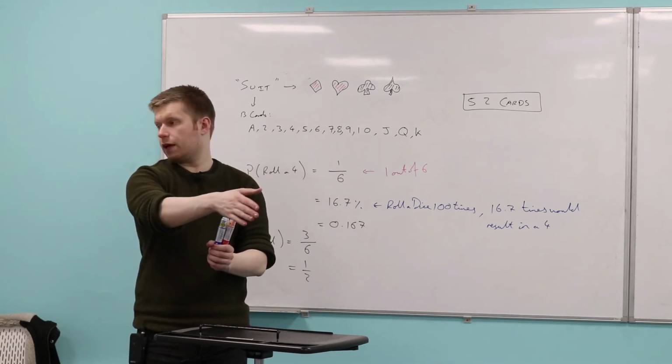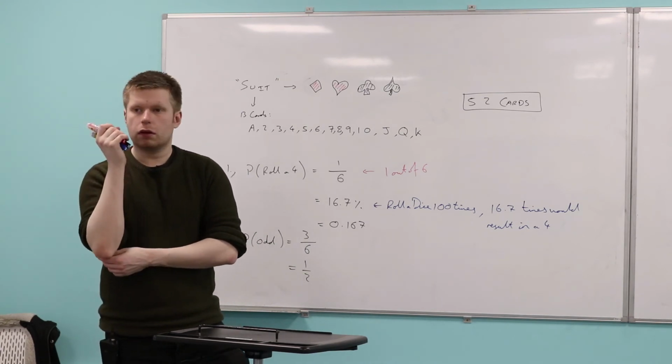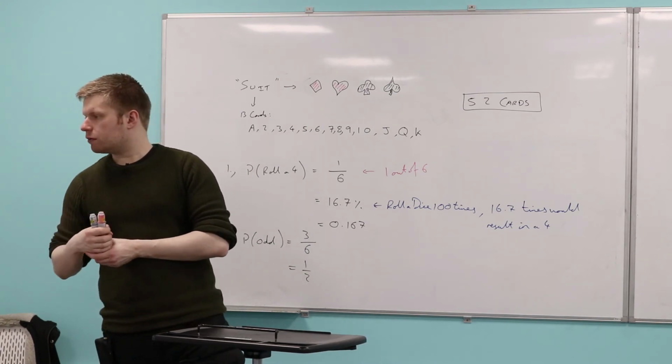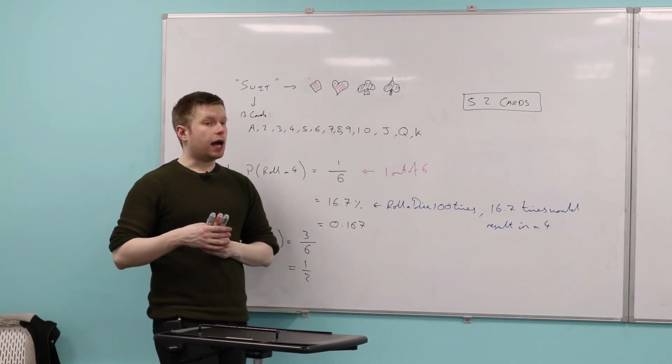What about the probability of it being a Friday? 1 over 7, perfect. What about the probability of flipping a tails on a fair coin? 1 over 2, perfect. What about the probability of choosing a king from a pack of cards? 1 over 13, absolutely right.